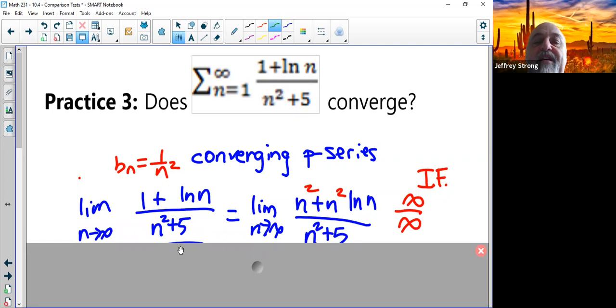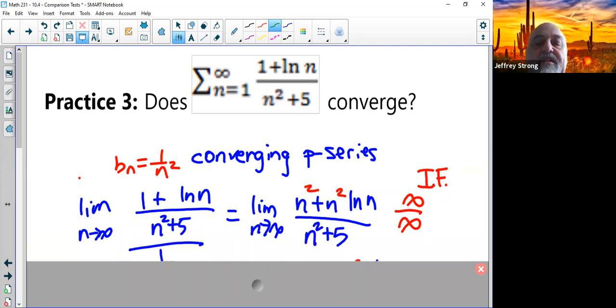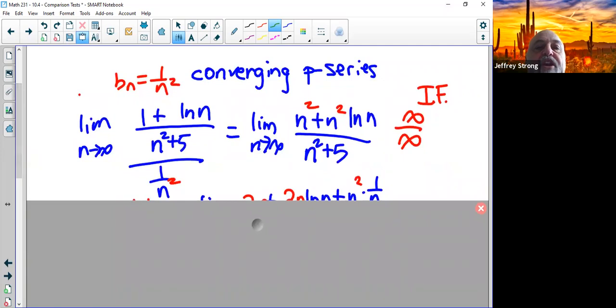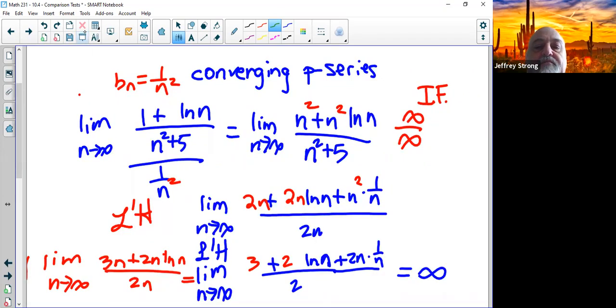So now I'm going to compare. This is my original for comparison. Okay, 1 over n squared, that's what I'm comparing it to. Now, dividing by 1 over n squared is the same as multiplying by n squared. So when I simplify, I get n squared plus n squared natural log of n over n squared plus 5. When I plug in infinity, I'm going to get infinity over infinity. So we're going to use L'Hopital.